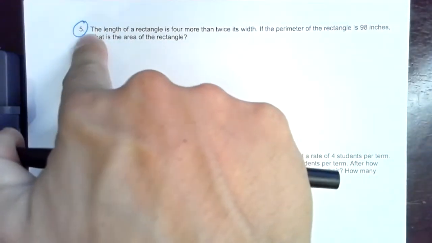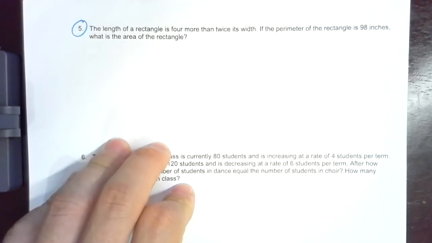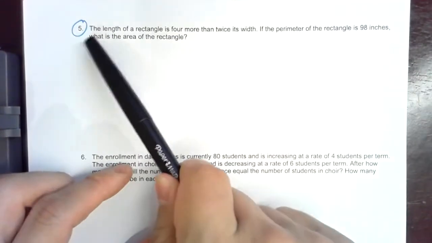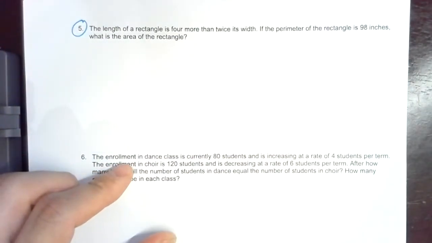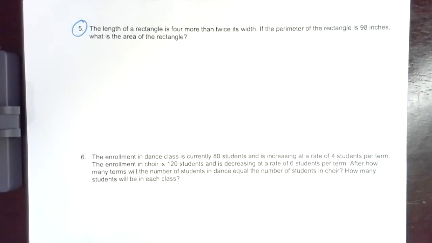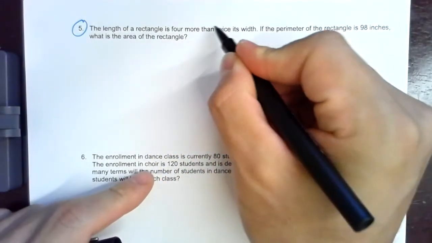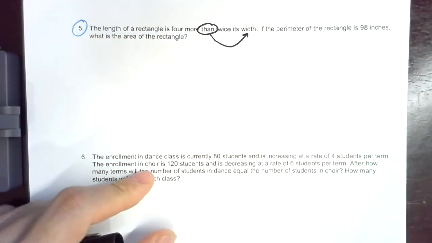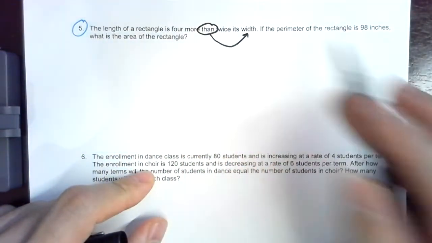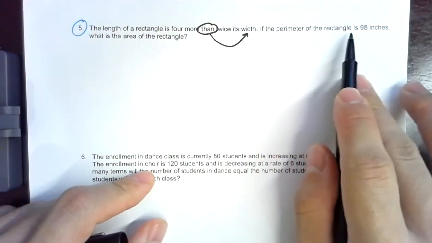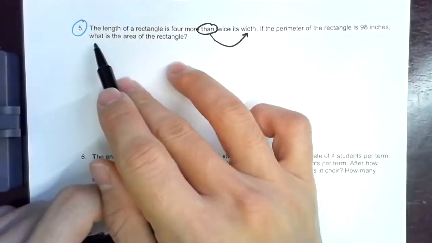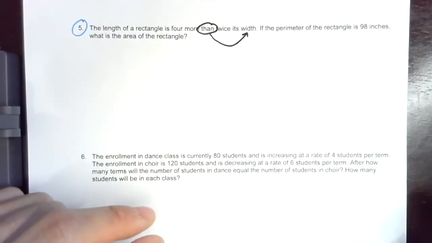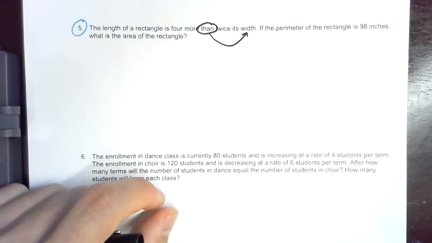So let's look at number 5. This is on page 54 of the module, and this is again the 1.2D lesson. It says the length of a rectangle is 4 more than twice its width, right? So we're realizing that the width is going to be the second noun. The length is compared to the width. If the perimeter of the rectangle is 98 inches, what is the area of the rectangle? It's not asking for the length and the width this time. It's asking for the area.